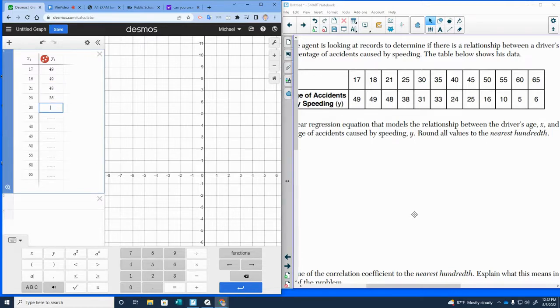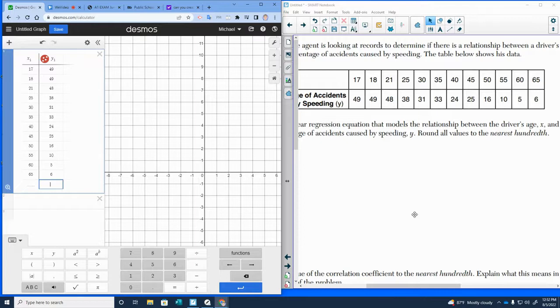38, enter. 31, enter. 33, enter. 24, enter. 25, enter. 16, enter. 10, enter. 5, enter. 6, enter.